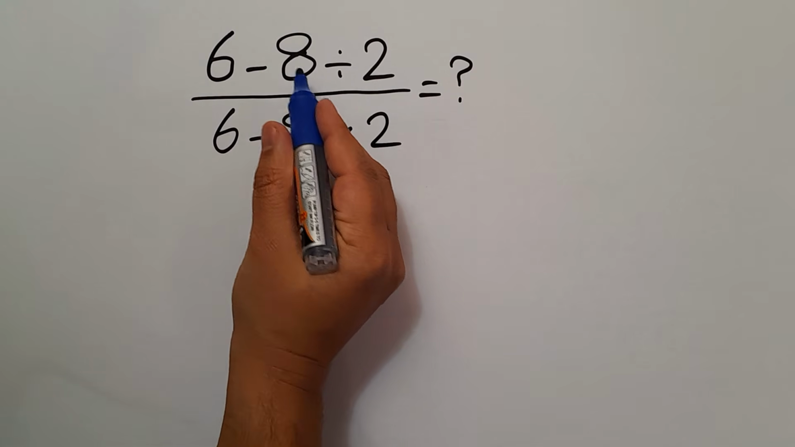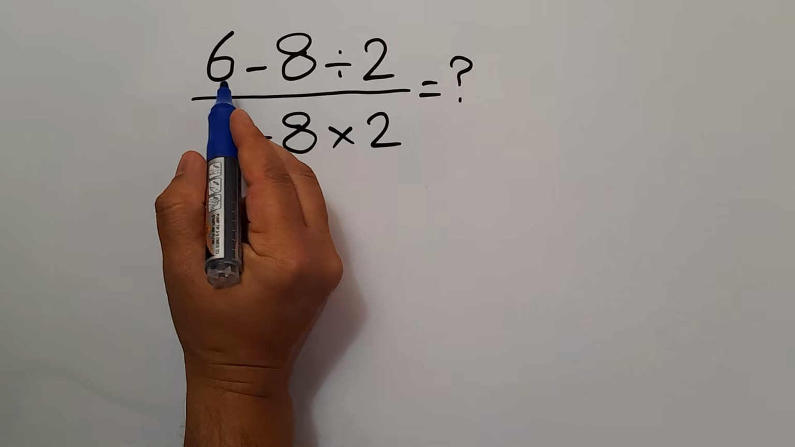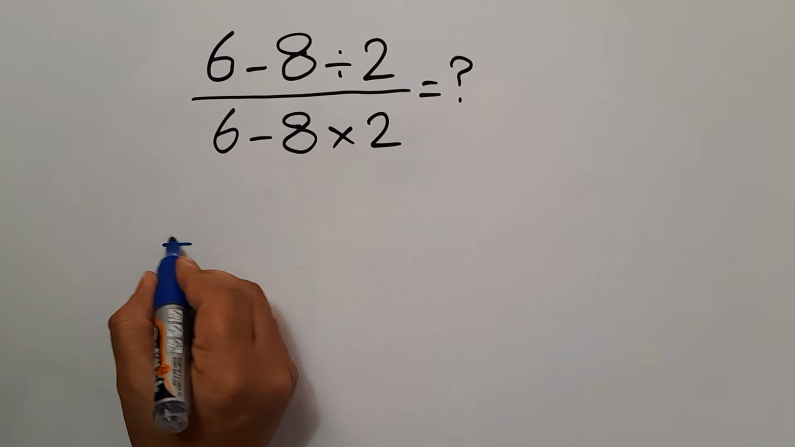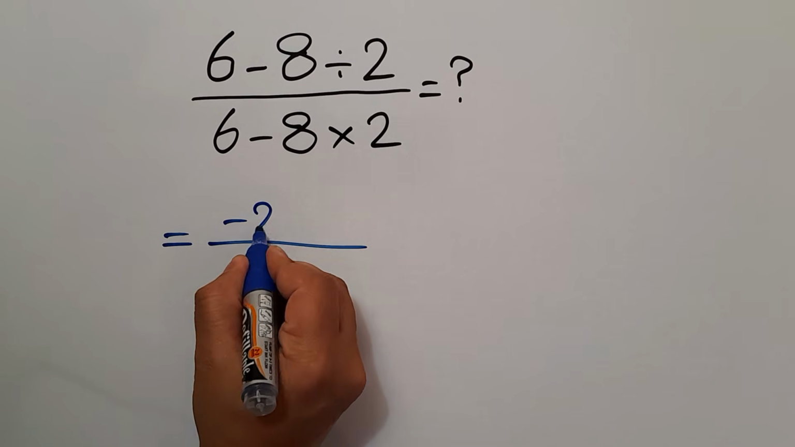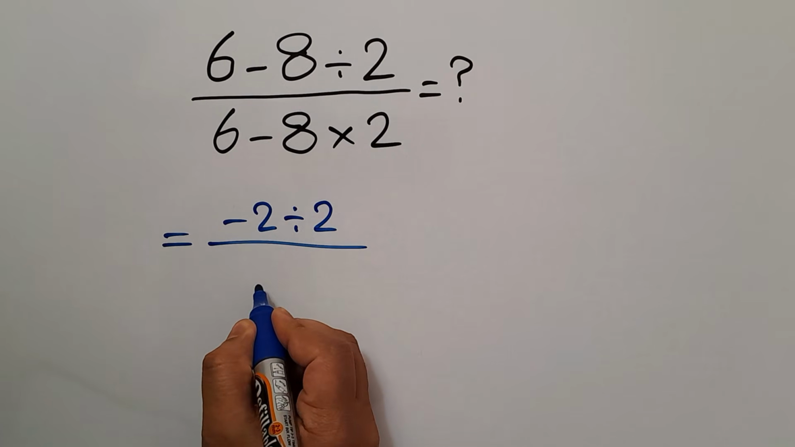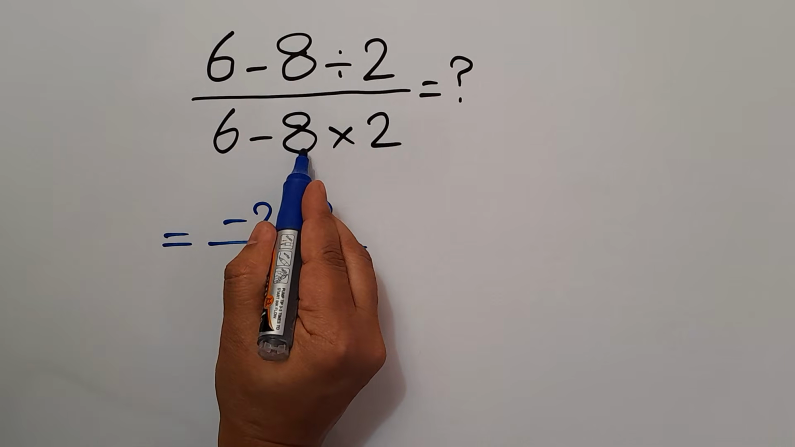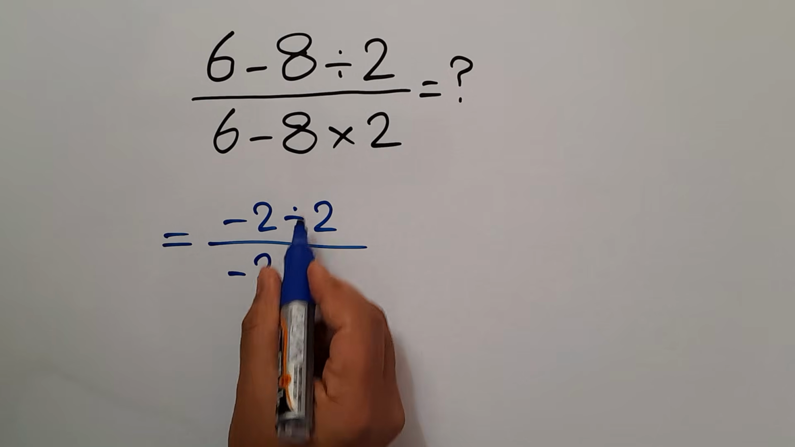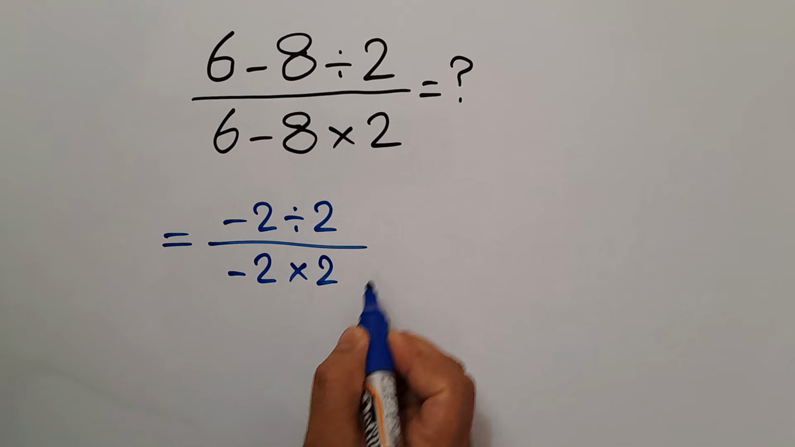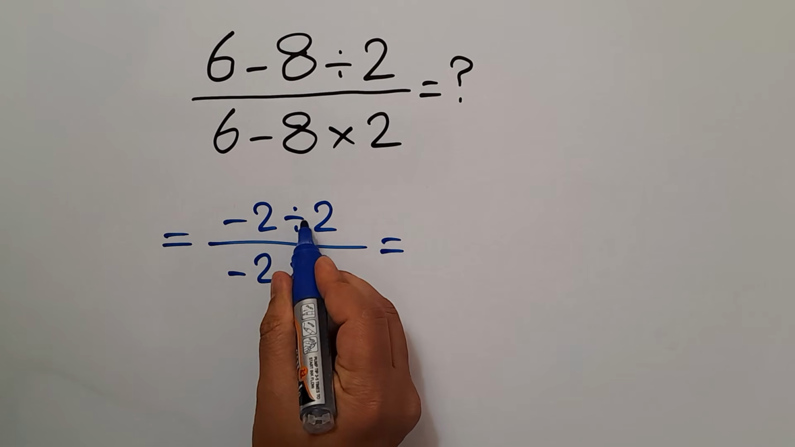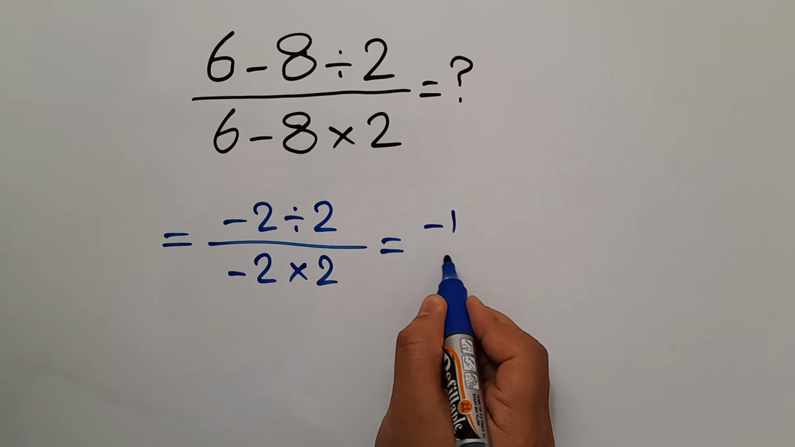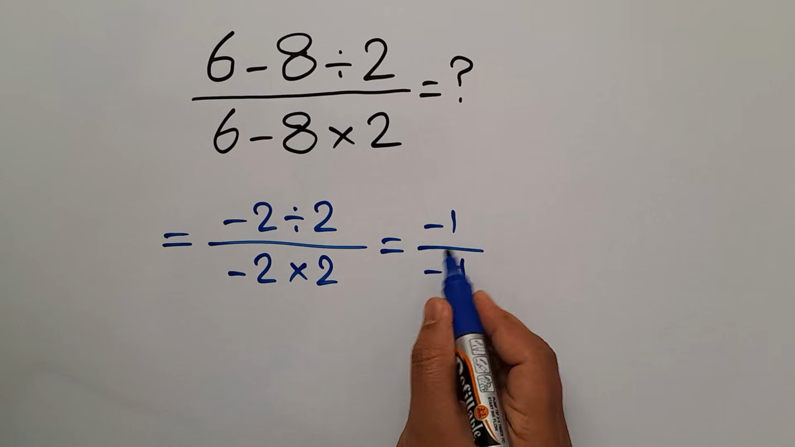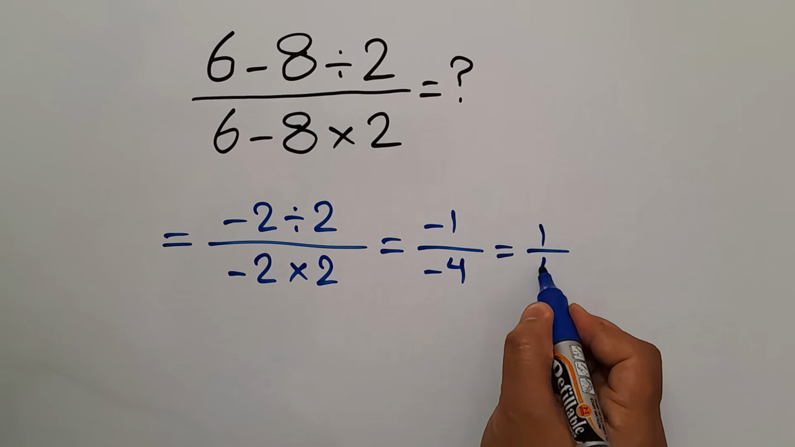In this video we want to find the value of this fraction. 6 minus 8 gives us negative 2. So our fraction equals negative 2 divided by 2, then over 6 minus 8. We have here 6 minus 8 again is negative 2, then times 2. And this is equal to negative 2 divided by 2 equals negative 1. And negative 2 times 2 gives us negative 4. And this is equal to 1 over 4.